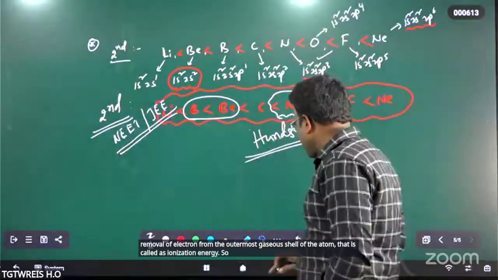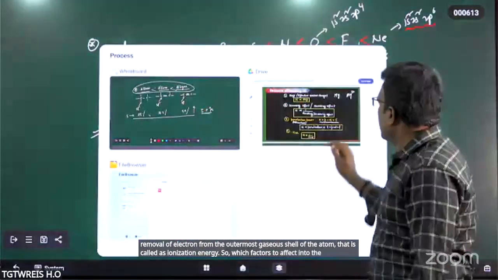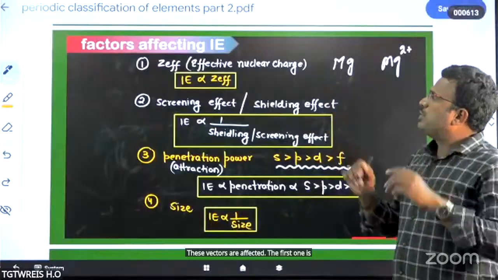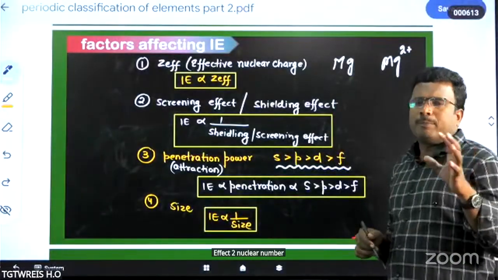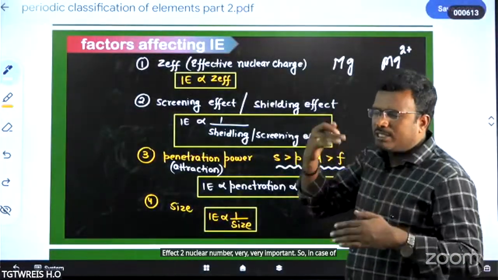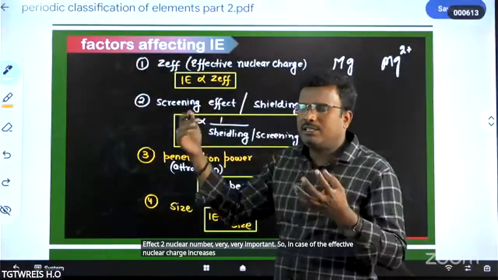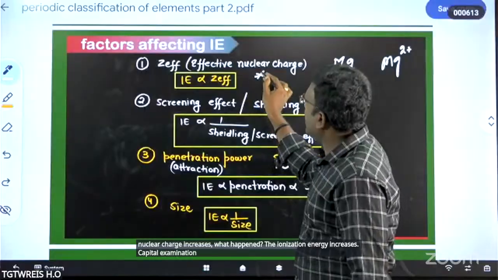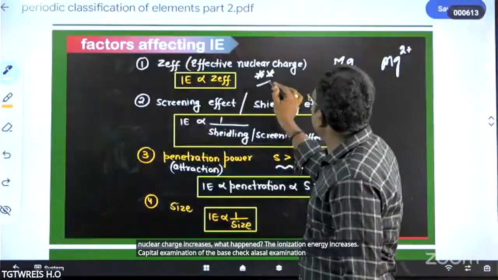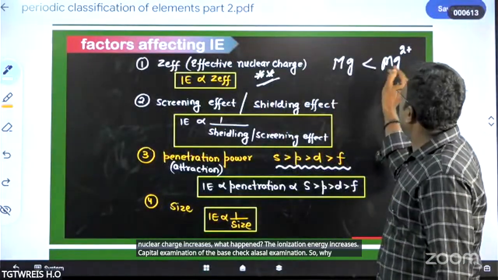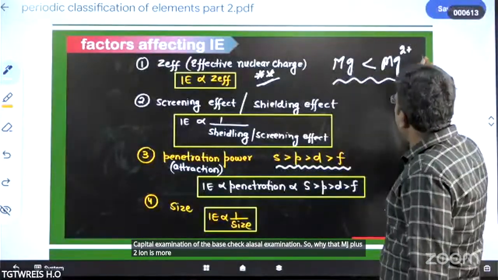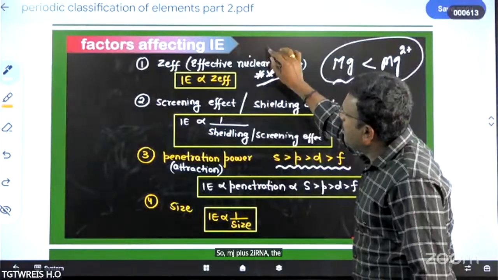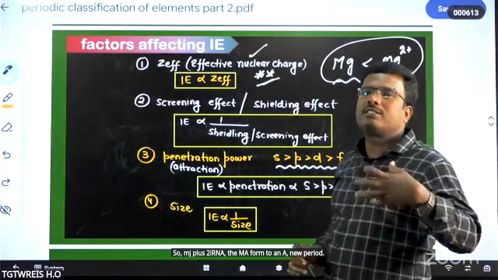So which factors affect the ionization energy? The first one is effective nuclear charge, very important. In case the effective nuclear charge increases, what happens? The ionization energy increases. కాబట్టి ఇక్కడ మనకి ఎగ్జామినేషన్ లో దీన్ని బేస్ చేసుకొని చాలా సార్లు ఎగ్జామినేషన్ లో క్వశ్చన్స్ అడుగుతున్నాడండి. సో వై దట్ Mg+2 ion is more ionized than magnesium ion. సో Mg+2 ion అనేది ఏమి ఎక్కువ ఉంటుందండి? న్యూక్లియర్ ఎఫెక్టివ్ న్యూక్లియర్ చార్జ్ ఎక్కువగా ఉంటుంది.